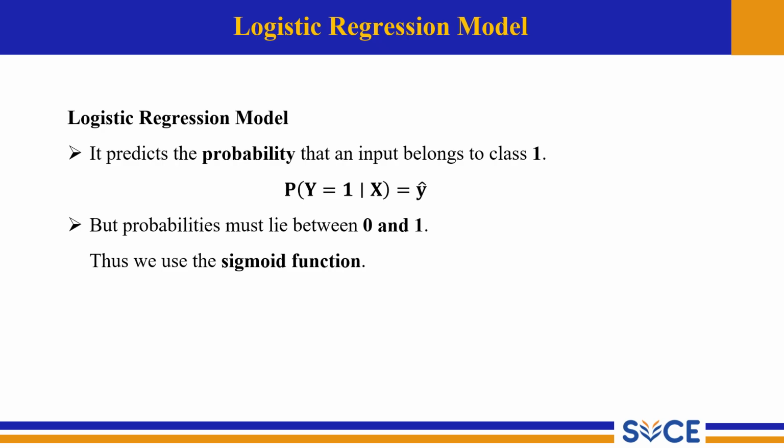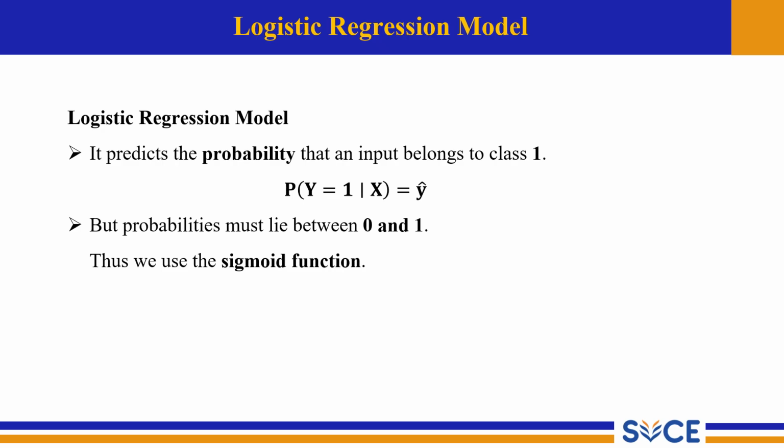Second one is probability expression. Mathematically, we write this as P(y = 1 | x) = ŷ. Here, ŷ represents the predicted probability. Third, the range problem. But here's the challenge: probabilities must always lie between 0 and 1. Linear regression outputs values anywhere from negative infinity to positive infinity, which does not make sense for probabilities.